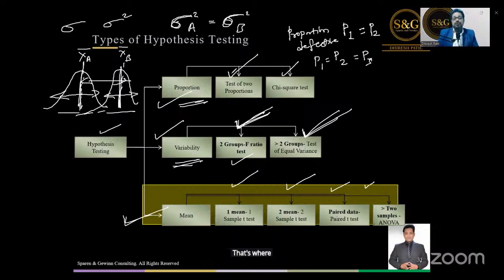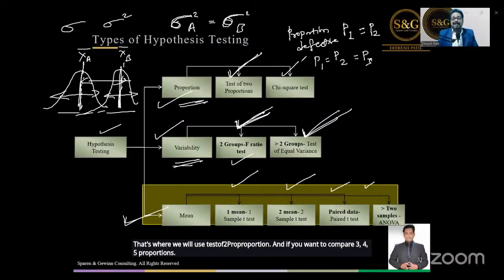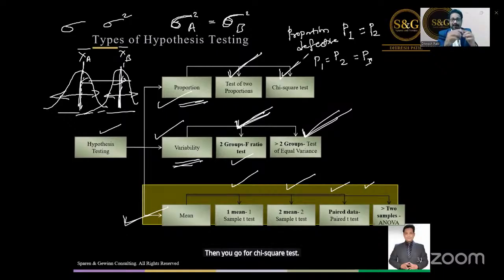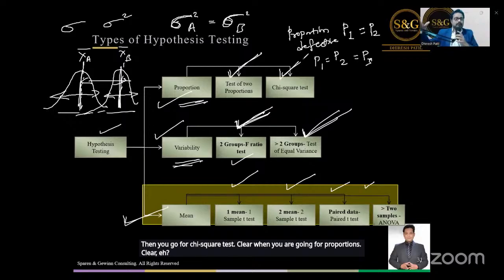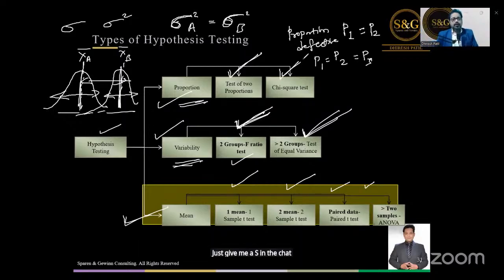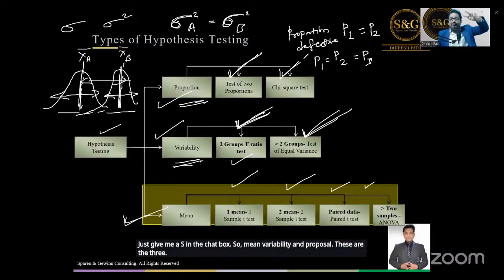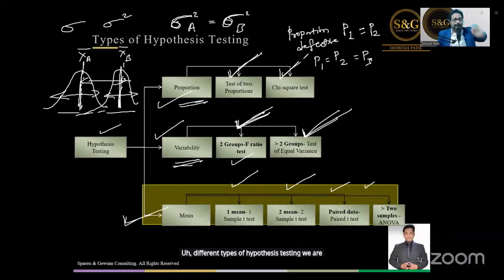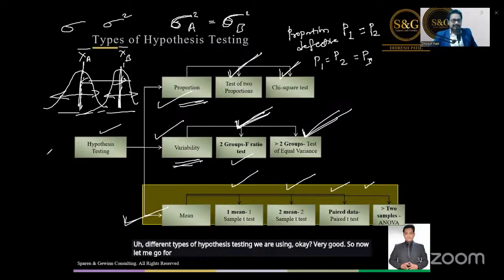That's where we will use test of two proportion. And if you want to compare 3, 4, 5 proportions, then you go for chi-square test. Clear when you are going for proportions? Just give me yes in the chat box. So mean, variability, and proportion. These are the three different types of hypothesis testing we are using. Very good. So now let me go for F ratio test.